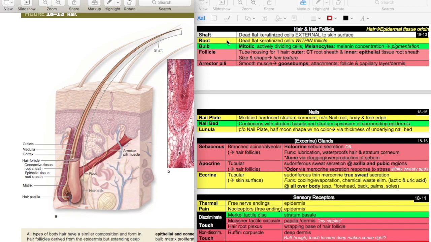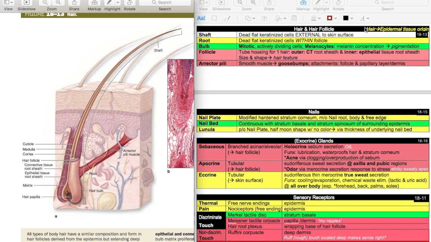The yellow is in the dead, flat, keratinized cells of the skin. That's the same kind of condition that the hair is in. In the bulb, it's mitotic and actively growing, and it's in the mitotic layers of the skin. It's in the stratum basale. That's where the bulb is. Okay, the shaft is external to the skin surface. Okay, you need to know that.